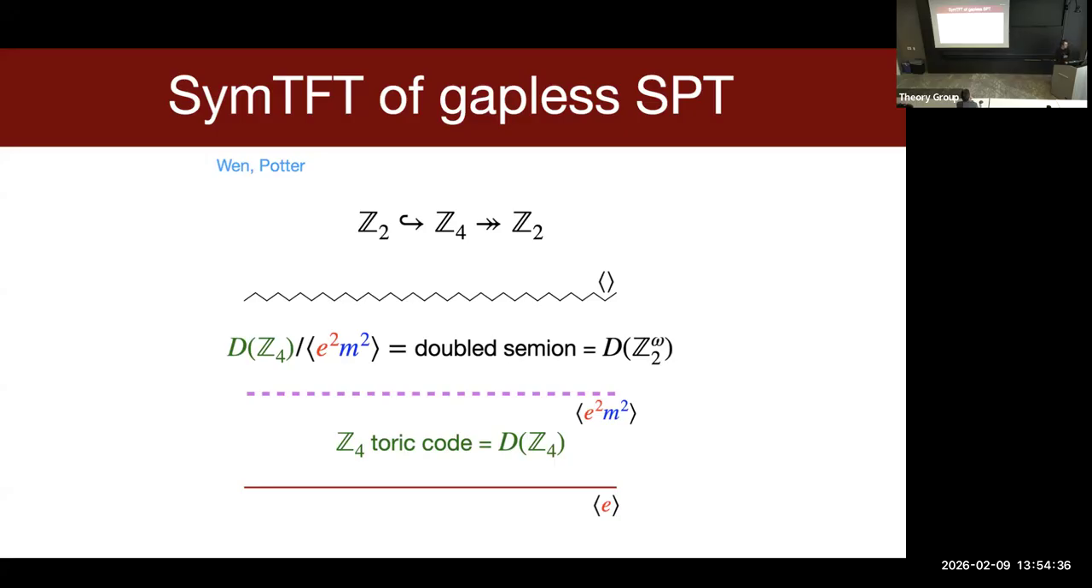So how is this implementing the correct thing? Here's one way to see it. When I act with the symmetry, the Z2 subgroup of the Z4, the symmetry operators are always M lines. So when I act with M squared, I can pull an E squared from the bottom boundary, combine it with this M squared, and then annihilate it at this boundary where E squared M squared is condensed. So in this picture, you can see that M squared acts as the identity in the low energy.